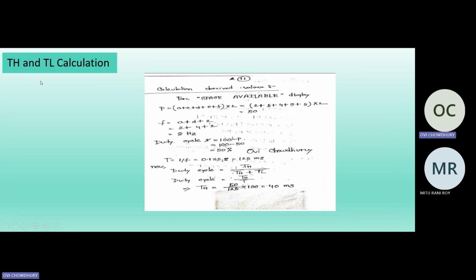TL and TS calculation, with the variables given by our ID. We calculate the space available display with a frequency of 80 Hertz and a duty cycle of 50% on this project, and to get the duty cycle, TS is 40 milliseconds.